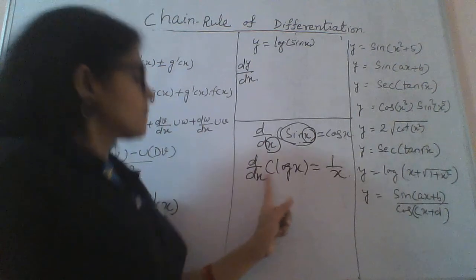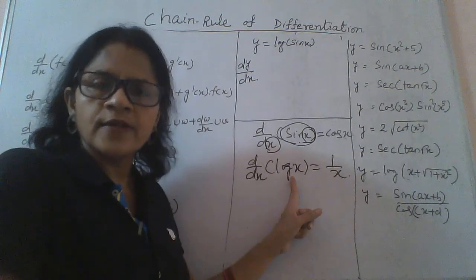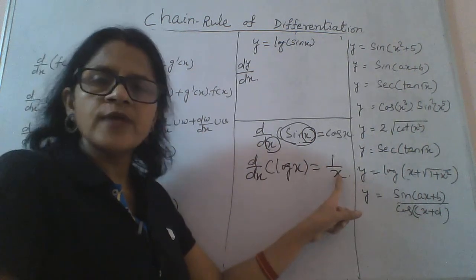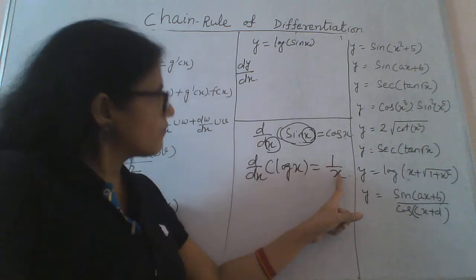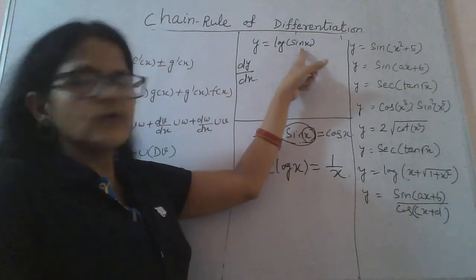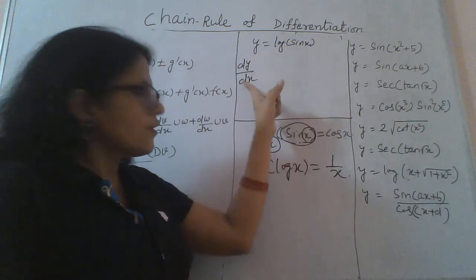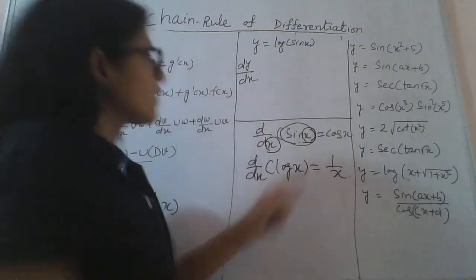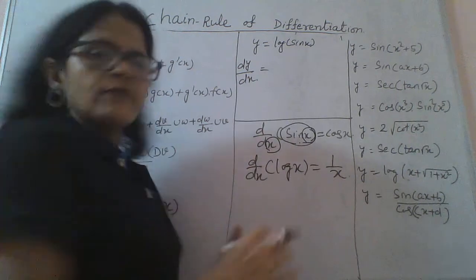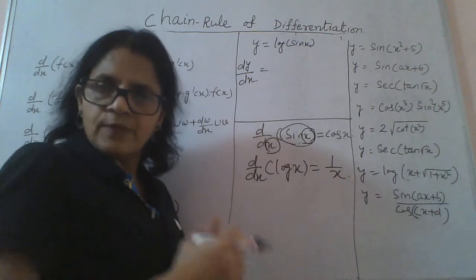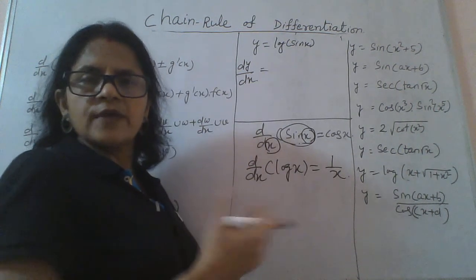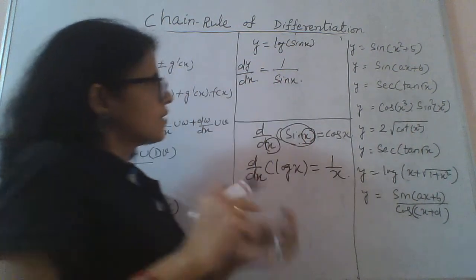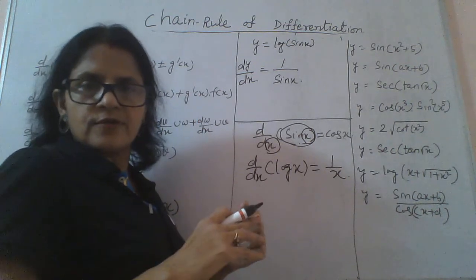Now till now you see d by dx of log x, a function of x with respect to x. Our formula is ready, 1 by x. Now if I ask you y equal to log sin x, but here I am asking you dy by dx. So if you write here, derivative of log x is 1 by x. So derivative of log sin x we would then write as 1 by sin x. Now you see, this will not be your complete answer.